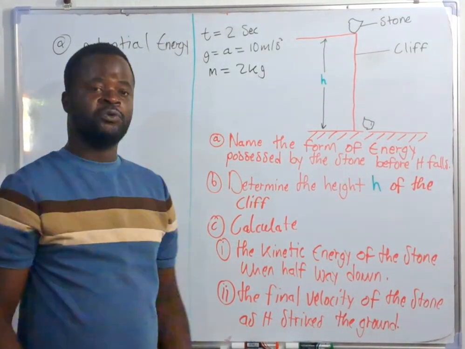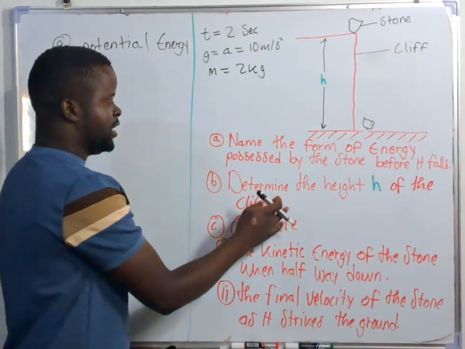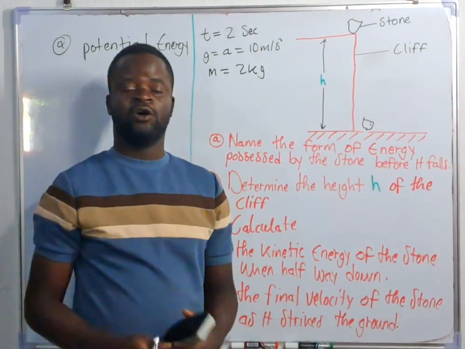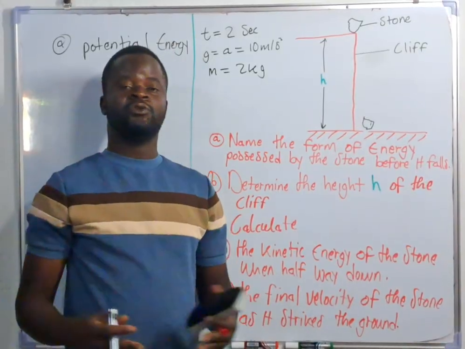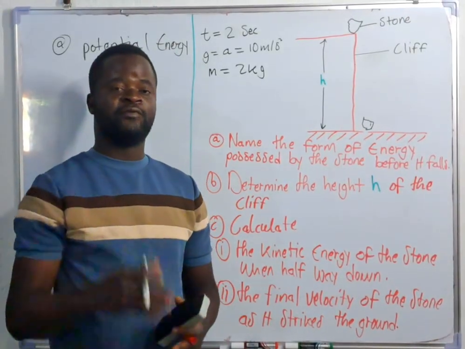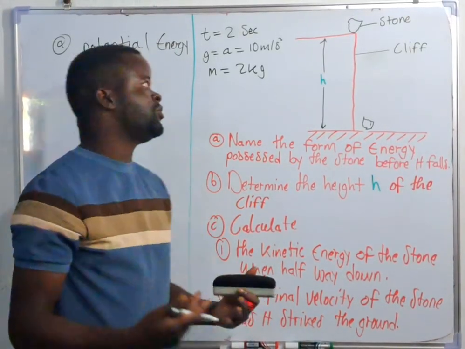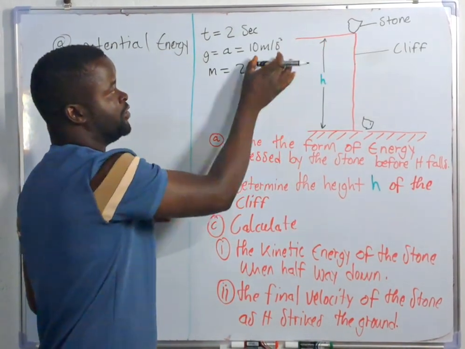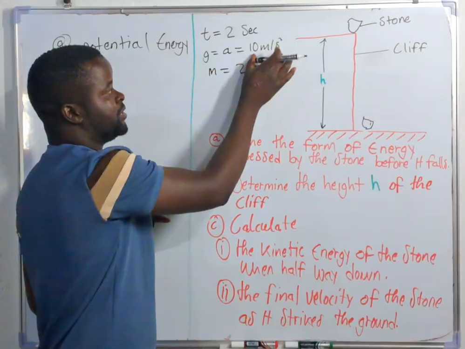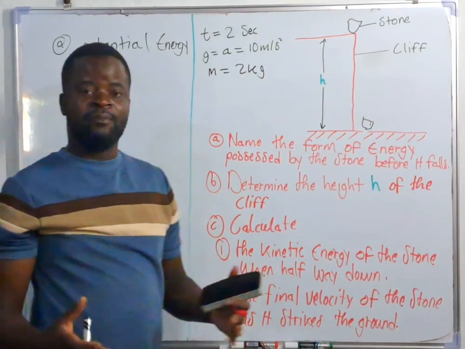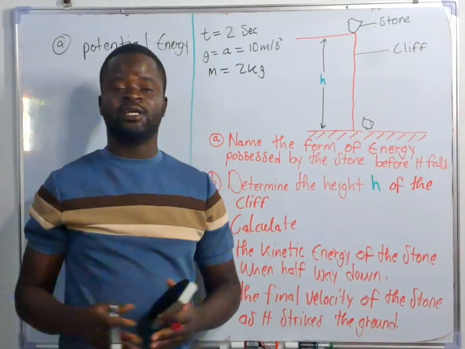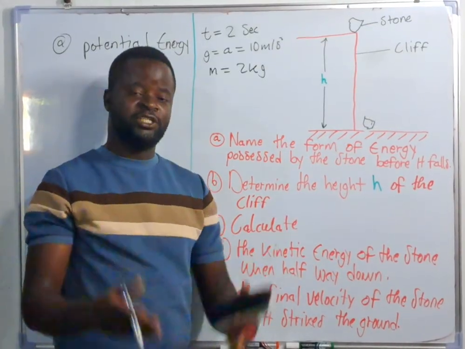Let's proceed to question B. Determine the height of the cliff. For you to know the height of the cliff, first and foremost, you need to understand that the acceleration given is due to gravity, which is 10 meters per second squared. And time is also given, which is 2 seconds. Remember, we are dealing with a stone of mass 2 kg.